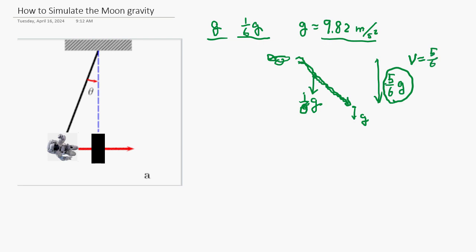It's 5/6 g t. That means the velocity increases at this rate. So you cannot just have constant speed coming down. This vertical speed has to be, if you draw like that.